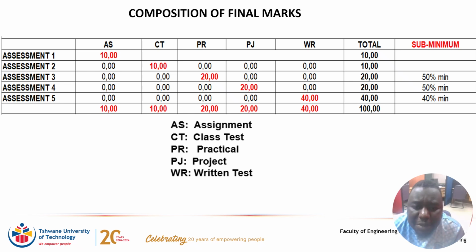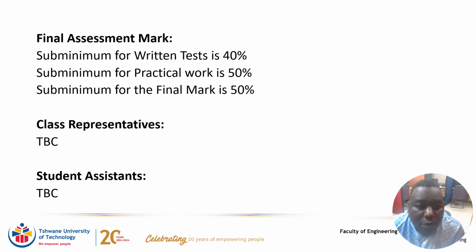But we also have sub-minimums. You will need a minimum of 50% from your project and also a minimum of 50% from your practical to pass the subject. And from your written test, you need a sub-minimum of 40%. Your final assessment marks, as we said, have sub-minimums for your written test, which is 40%, and for your practical work, which is 50%, and for your project, it's 50% as well. Then class representatives will be chosen in class, and your student assistant will also be announced in due course.